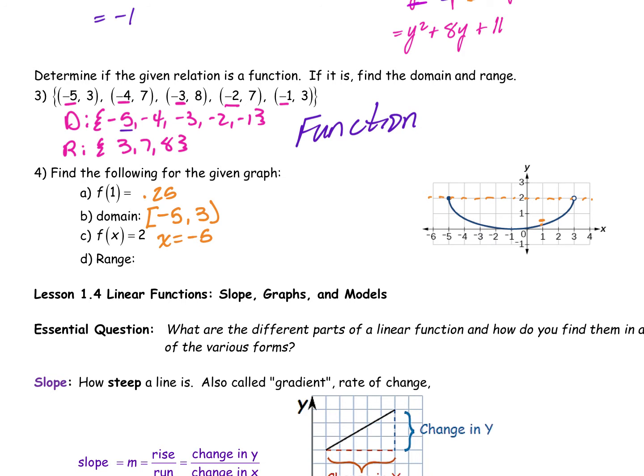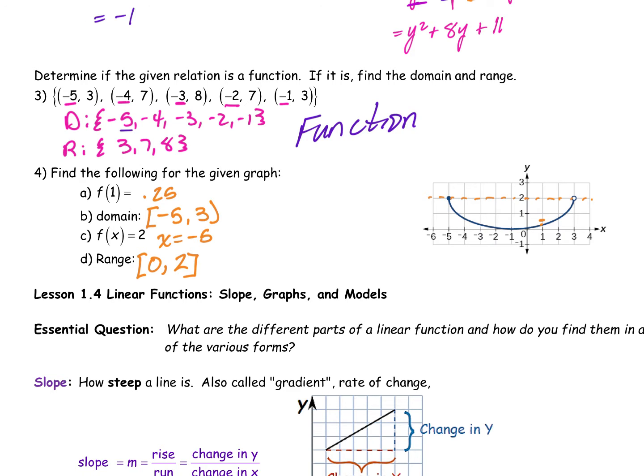What's my lowest point? 0. What's my highest point? 2. Is 0 included? Yes. There's not an open circle there, so it's included. Is 2 included? Yes, because it's not included on this end, right? But it is included on this end, so therefore it is included. Good. Okay? Is everyone okay with that? Awesome. That's what we did last time, right?